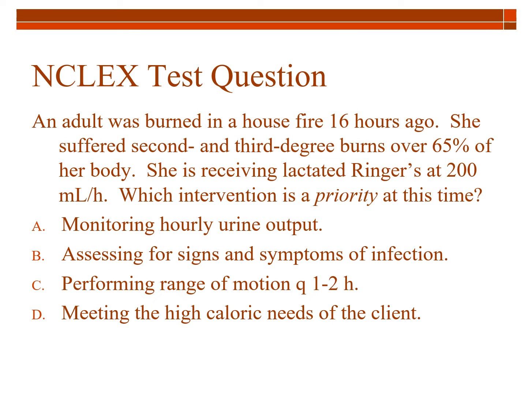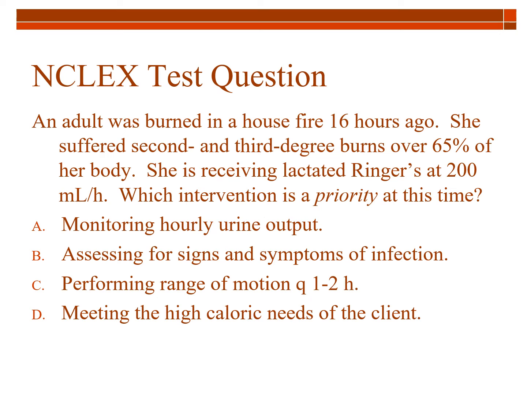Here's another question. An adult was burned in a house fire 16 hours ago. She suffered second and third degree burns over 65% of her body. She is receiving lactated Ringer's at 200 milliliters per hour. Which intervention is a priority at this time? Monitoring hourly urine output, assessing for signs and symptoms of infection, performing range of motion every 1 to 2 hours, meeting the high caloric needs of the client.